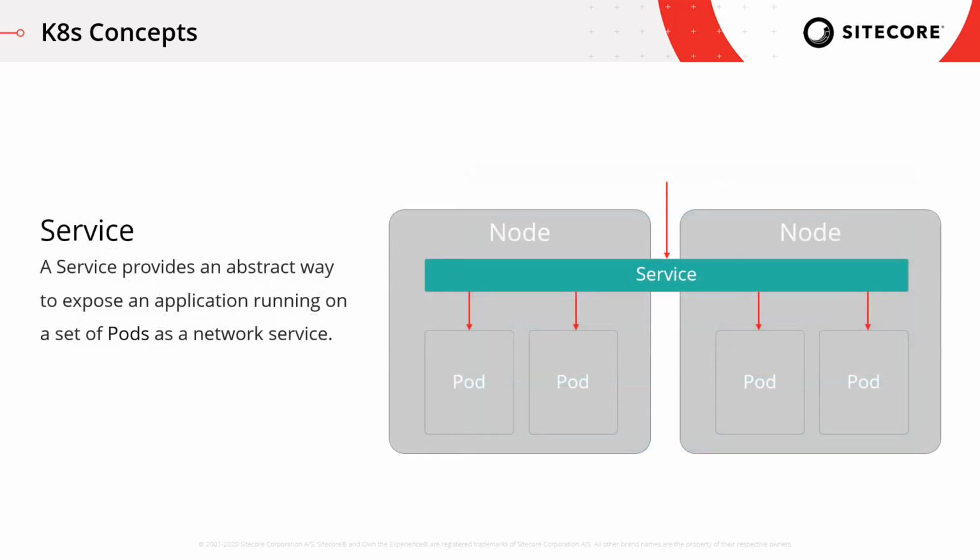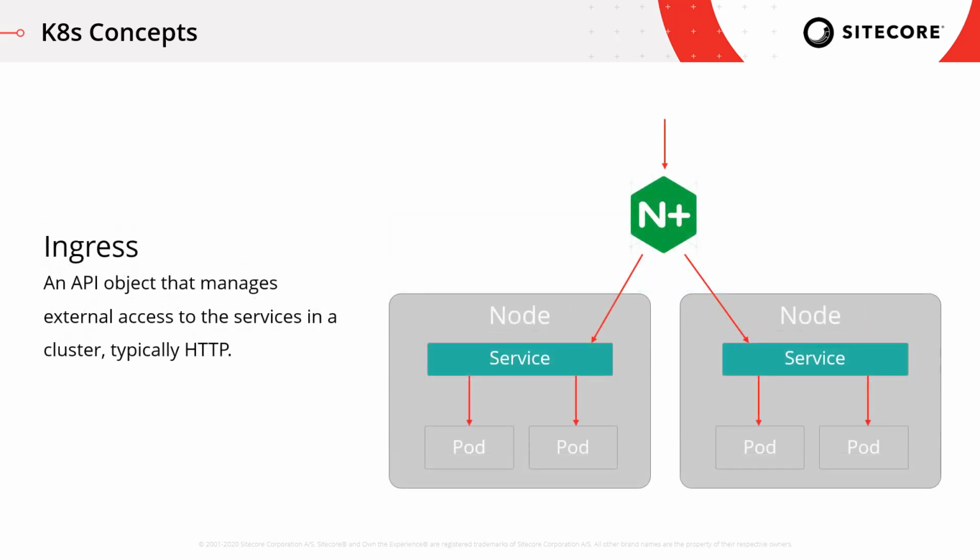A service is what you use to expose an application running on a set of pods as a network service, allowing your containers to communicate with each other. You can also use them to configure more advanced networking concepts like load balancing. An ingress is an API object that manages external access to the services in a cluster, typically over HTTP. A typical example is using a reverse proxy like Nginx as your ingress to route incoming traffic to the correct application in your Kubernetes cluster.